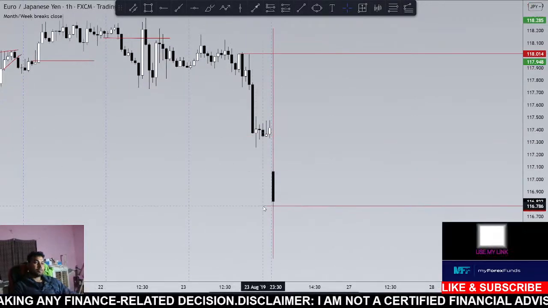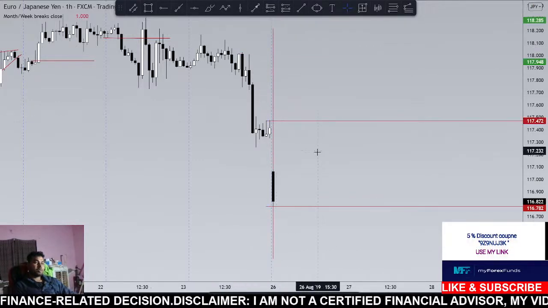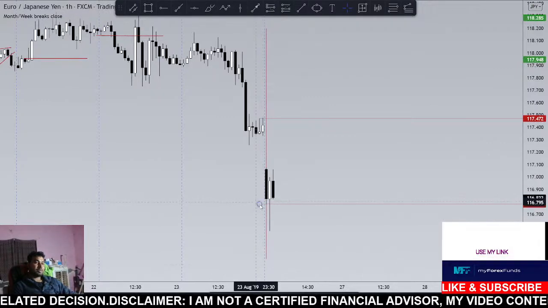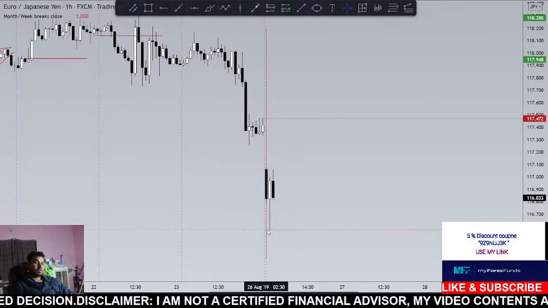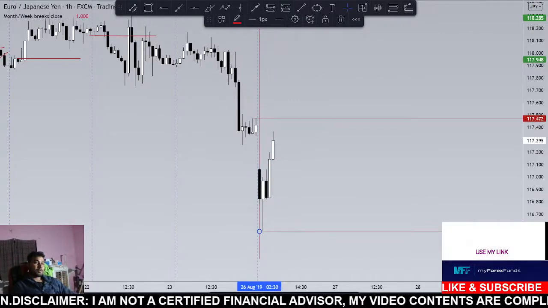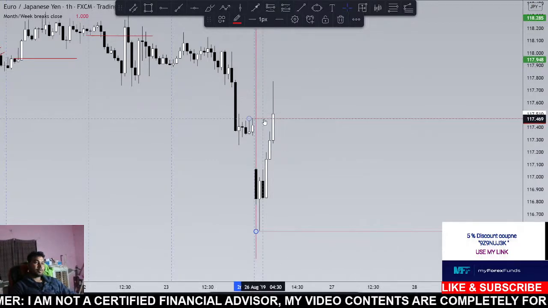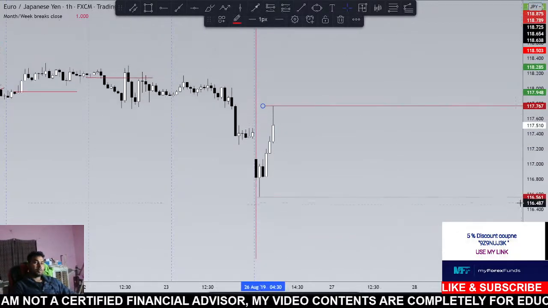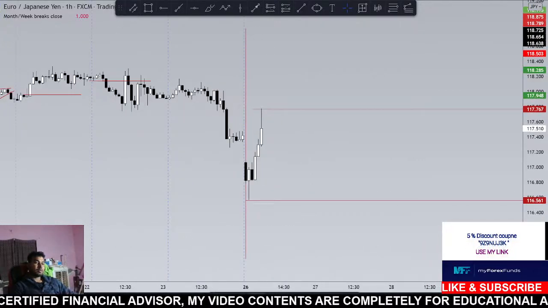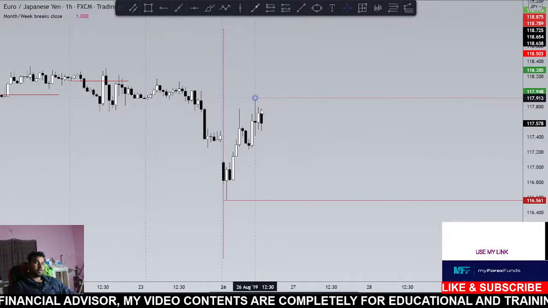Now this was a weekend and we have a gap up, gap down. So I want to wait to at least fill the gap. Now you can see the gap has been filled. You can see the volatility in the market. It breaks the high.